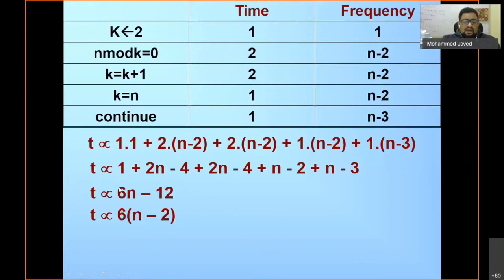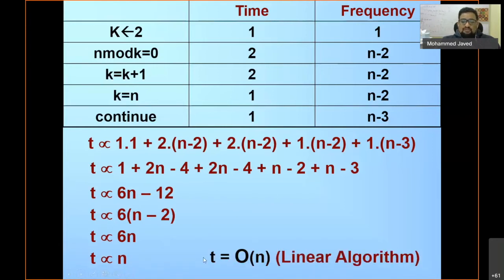And now I can say that T is proportional to 6 into n minus 2, and if I neglect this constant term, then T is directly proportional to 6n, right? So the running time of the algorithm is linear. I can say that T is proportional to n. So T is equal to big O. Big O stands for the worst case analysis. So T worst is O of n, and the worst case analysis of this algorithm is linear time.